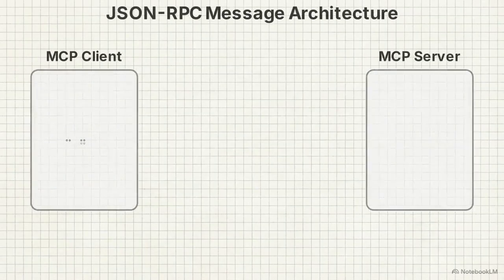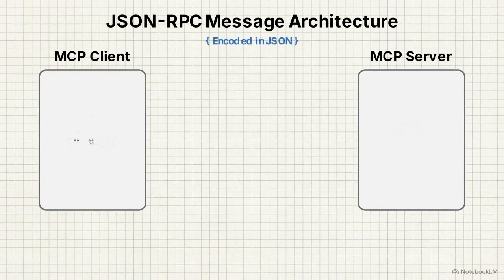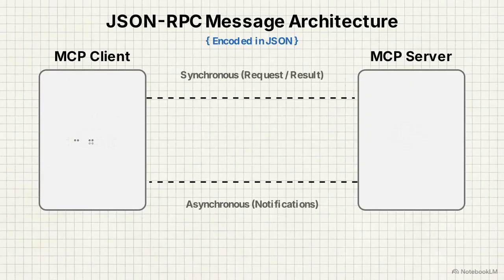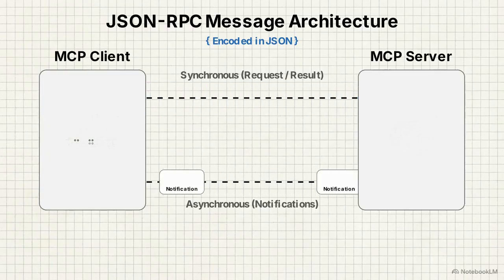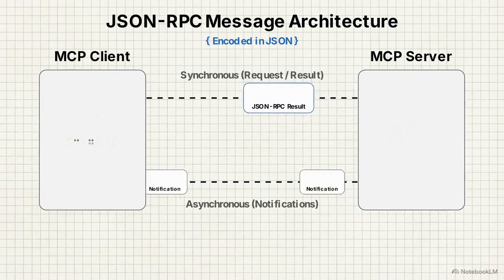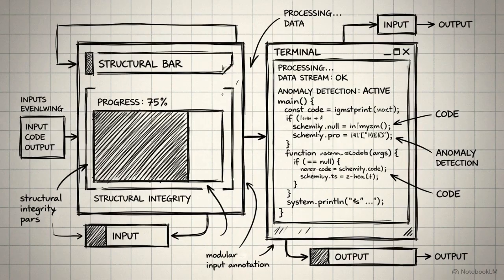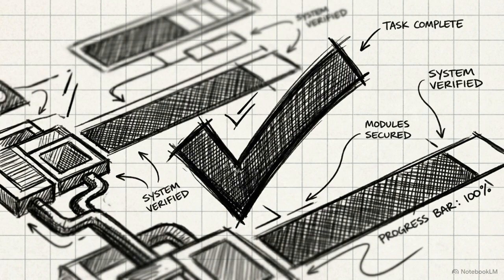This network diagram details the underlying message architecture: JSON RPC. JSON RPC is a remote procedure call protocol encoded in JSON that allows multiple types of messages to travel in both directions concurrently. The protocol distinguishes between standard request-result pairs, where a synchronous response is expected, and notification messages, which are asynchronous and require no response. These asynchronous notifications allow the server to push real-time progress reports and logging callbacks back to the client during long-running tool executions, keeping the user interface updated while the AI works.